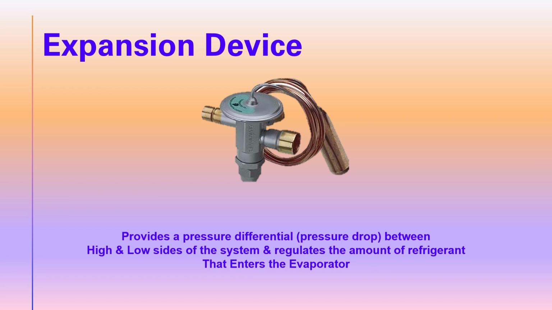Now, why do we need an expansion device? Well, it provides a pressure drop or differential between the high side and the low side of the system, and it regulates the amount of refrigerant that enters the evaporator.